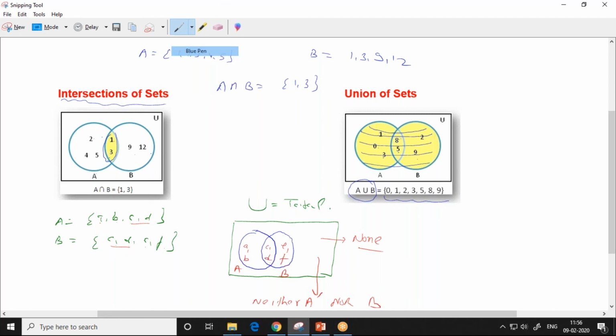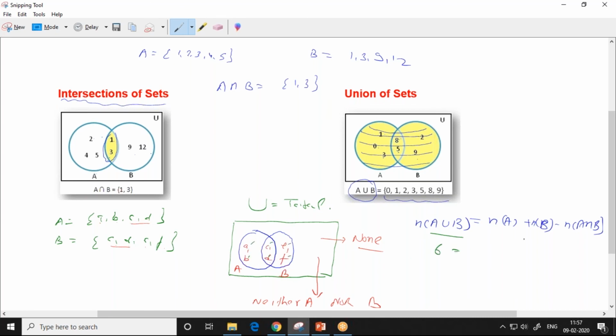Now I'm going to rephrase this for two overlapping sets: n of A union B is equal to n of A plus n of B minus n of A intersection B. What is n? It is the cardinal number, or the number of elements present in a set. So here we can see A union B. How many elements do we have? Just count here: 1, 2, 3, 4, 5, 6.